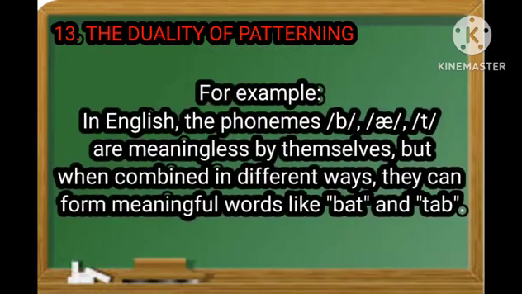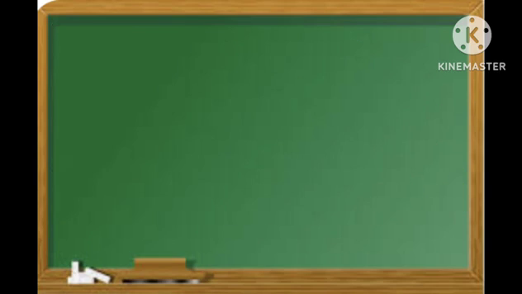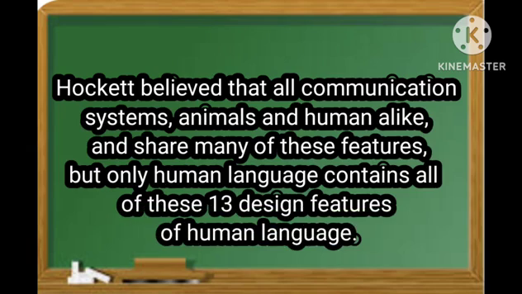So, for example, in English, the phonemes b, a, and t are meaningless by themselves, but when combined in different ways, they can form meaningful words like bat and tab. Hockett believed that all communication systems, animal and human alike, share many of these features, but only human language contains all of these 13 design features of human language.